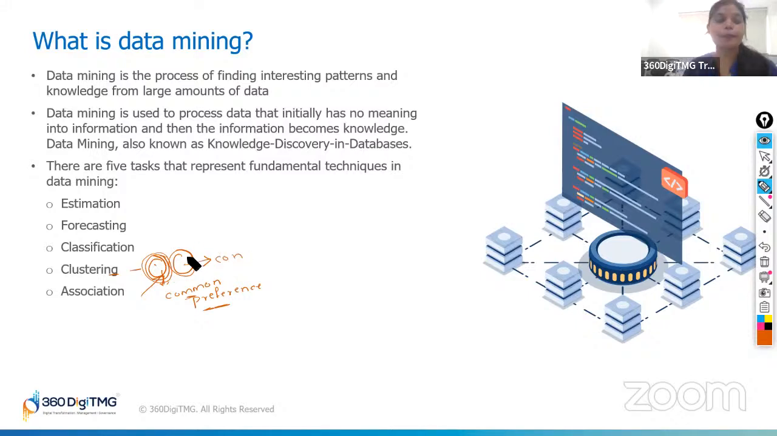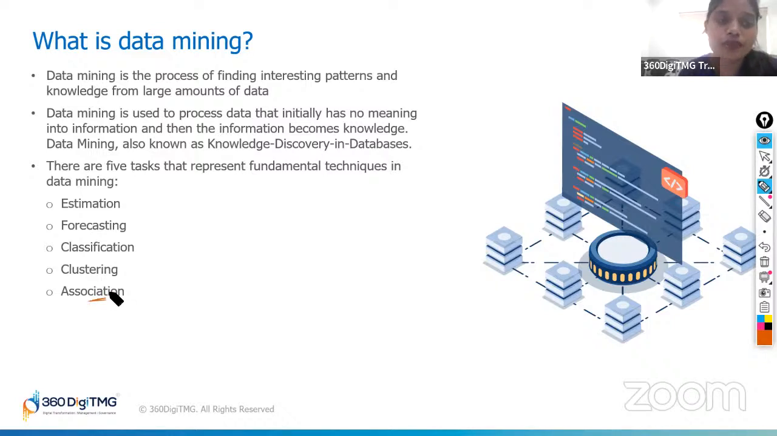Everything is fine. So depending upon their common preference, we'll just cluster the group of customers together. That is nothing but clustering. So forecasting is done. And what else? Classification is done. And also clustering is done. Now let's talk about the next one, association.